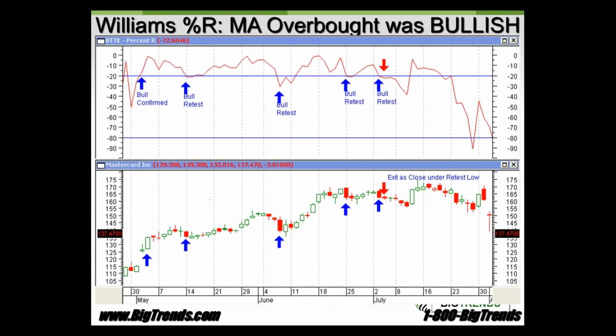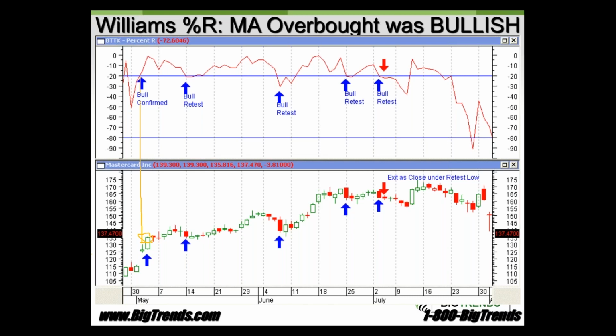But let me just show you some of the basic rules that I created in my testing. When we go overbought, like when you see this stock popping up here into the top 20% of readings off of that first high, we're actually looking for a close above that, which happens on the very next bar, and that's what we would call the bull confirmation on that first circle there, up around $134 or so for MasterCard.